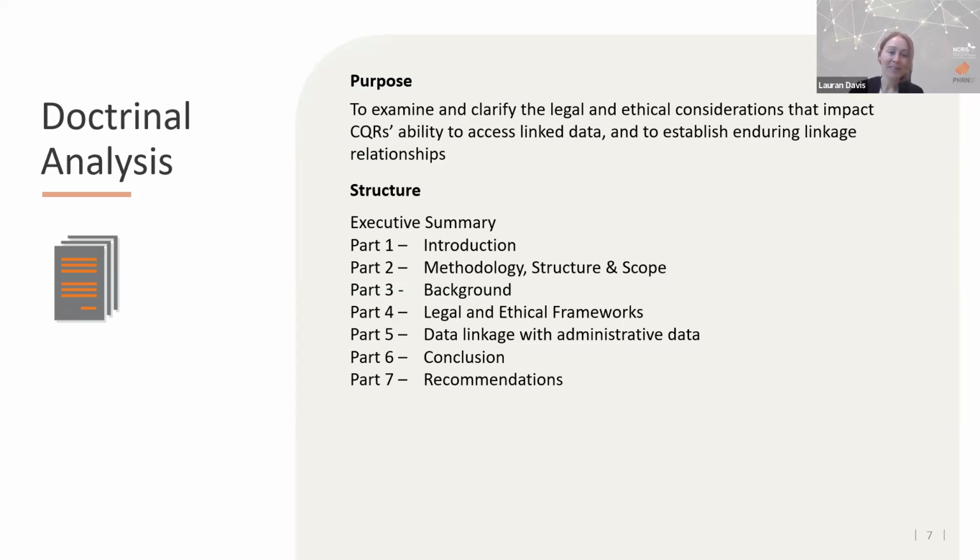The real meat of the report is in part 4, the legal and ethical frameworks. As part of that, we've looked at privacy legislation in every jurisdiction. We've looked at select examples of public health legislation, including quality assurance provisions in public health legislation that have to do with ministerial declarations for quality assurance activities. We've looked at data sharing laws, human rights laws, and common law and equitable duties as well, and the effect that they might have, as well as giving some information on sharing mechanisms. So the different types, if you use a memorandum of understanding, data sharing agreement or contract, that sort of thing. And then the final component of that is the ethical frameworks that are relevant to linkage and to CQRs generally.